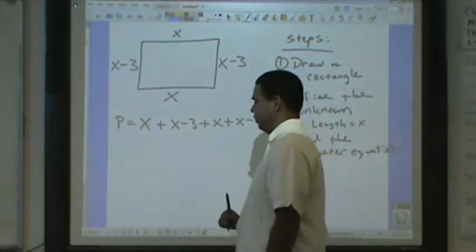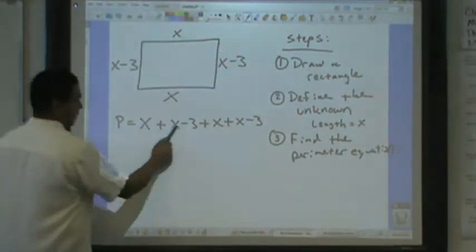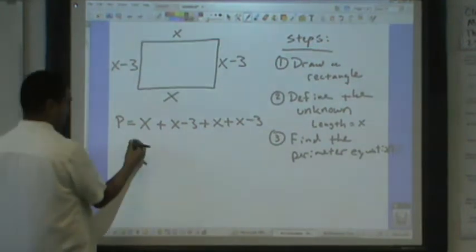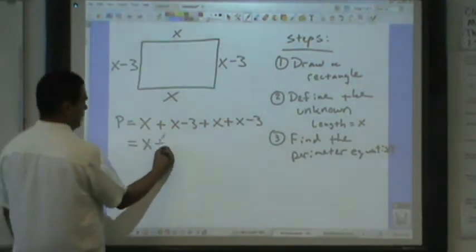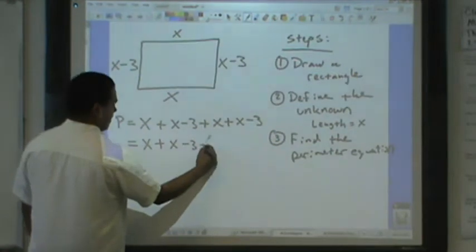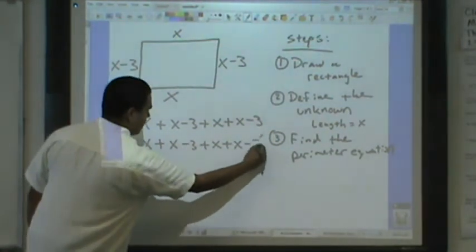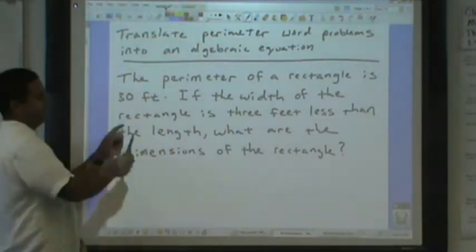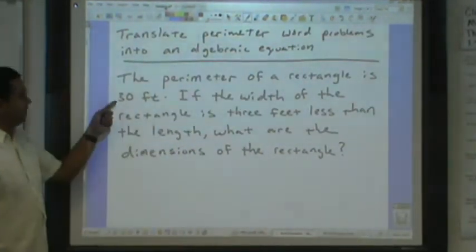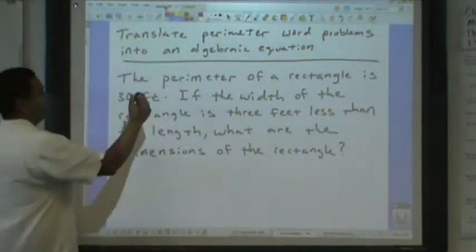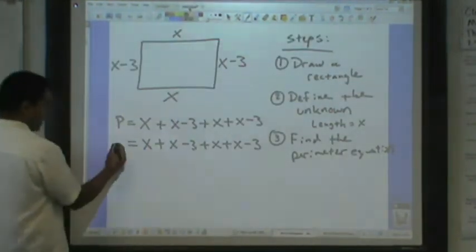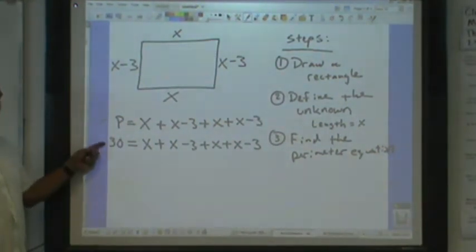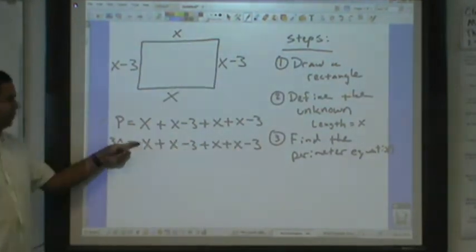The next thing you do is you find the perimeter equation. There it is. But what was P? P stands for perimeter. Did we know the perimeter? Yes. What was it? 30. That was the first thing we read. The perimeter of a rectangle is 30 feet. So that's where we use that information. I'll give you about a minute. Go ahead and solve that. You should know how to solve this equation by now.